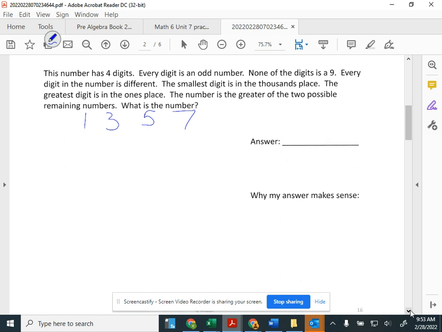Every digit in the number is different, so there's no repeats. The smallest digit is in the thousands place, so you're going to want to put the smallest digit in the thousands place. The greatest digit is in the ones place. We have 2 digits left. The number is the greater of the 2 possibilities. So if we had a 2 and a 4 left, would I want to put 24 or 42? You want to put the greater of the 2 possible combinations.